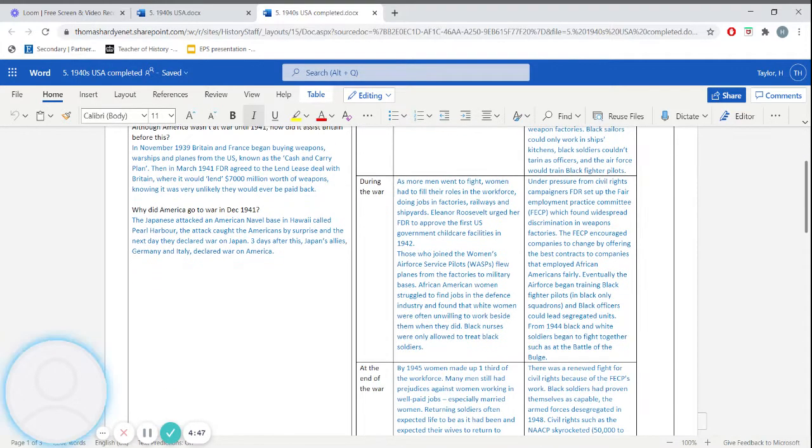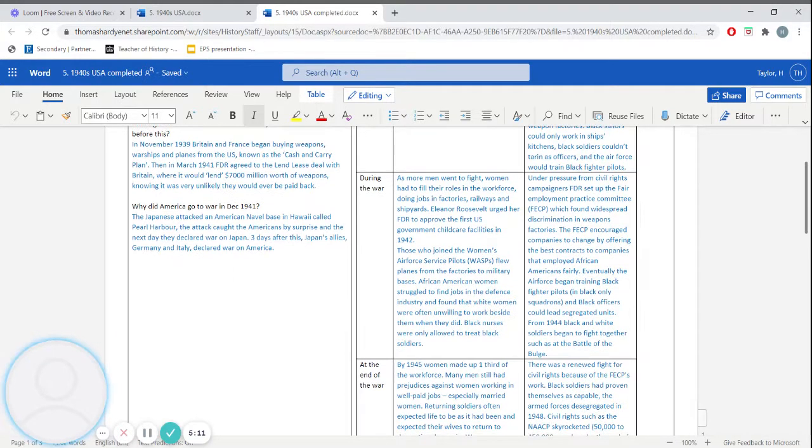So what changed during the war? As more men went to fight, women had to fill their roles in the workforce, doing jobs in factories, railways, shipyards. Eleanor Roosevelt urged her husband, Franklin Roosevelt, the president, to approve the US government's first childcare facilities in 1942 to assist those women that are working in the workforce now.